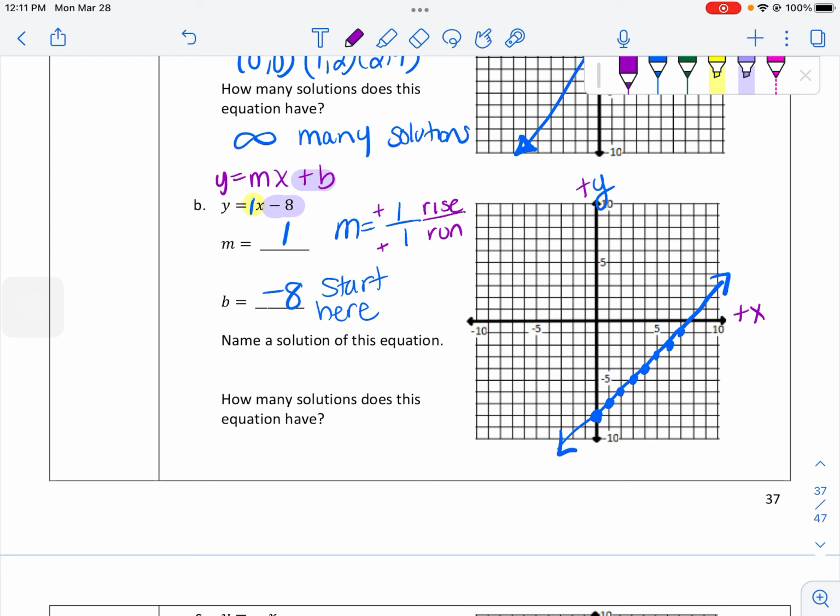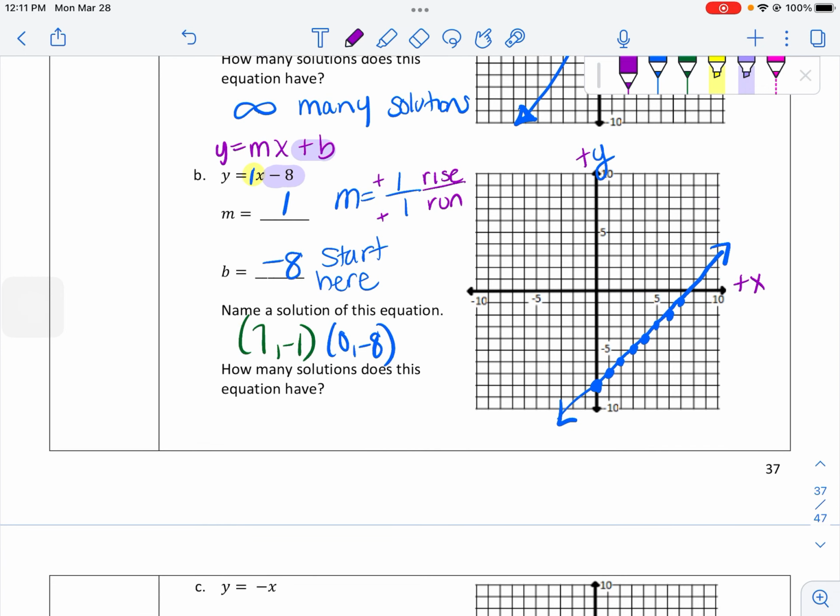I could use the point, let's see, this one, if I go over 7, down 1. So 7, negative 1 is a solution. You could use your y-intercept. That one was 0, negative 8. Or any of the points in between. So we have 2 and negative 6. Could do 3 and negative 5. Could do 4 and negative 4, etc. How many solutions does it have? Infinitely many.